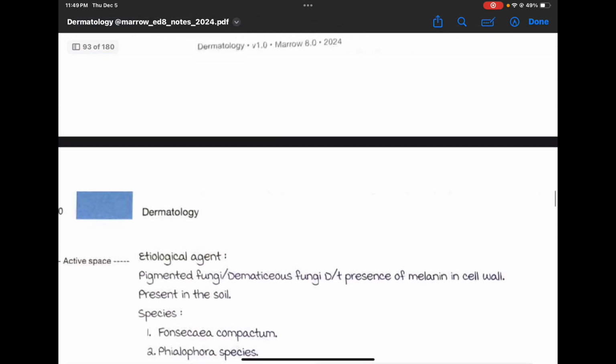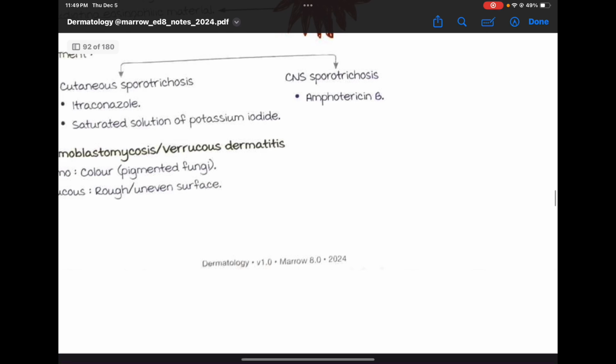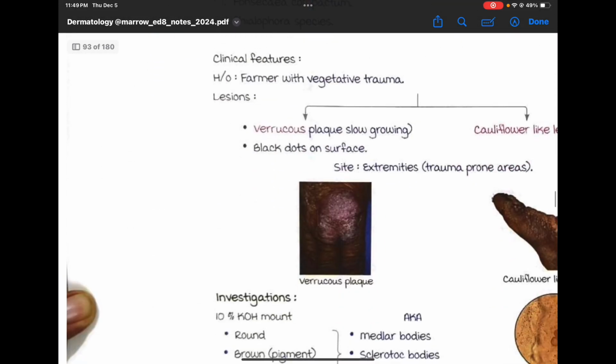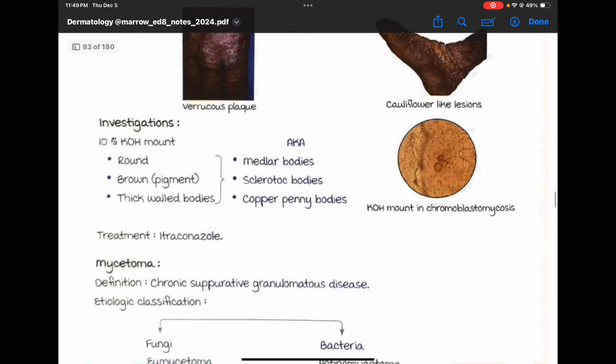Investigation: 10% KOH mount, round, brown, pigmented, thick-walled bodies known as medlar bodies, sclerotic bodies, copper penny bodies. KOH mount in chromoblastomycosis. Treatment: itraconazole.